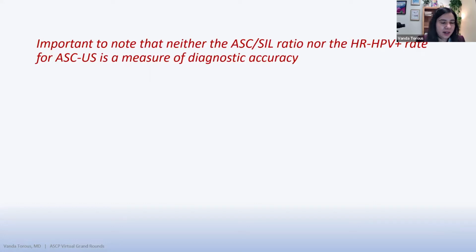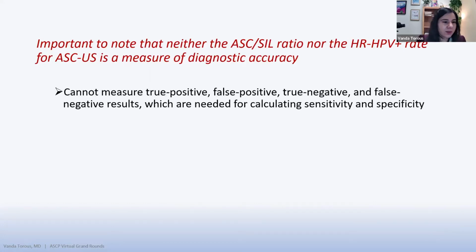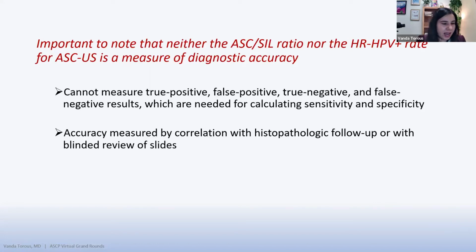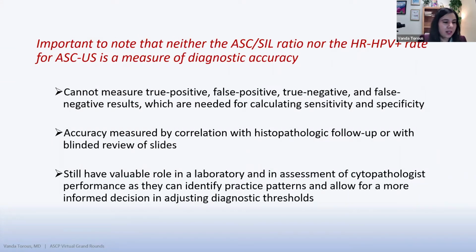Now, one thing that's important to note is that neither the ASC-SIL ratio nor the high-risk HPV positive rate for ASCUS is a measure of diagnostic accuracy. So we cannot measure true positive, false positive, true negative, false negative results based off of these, which are needed for calculating things like sensitivity and specificity. Accuracy really is measured by correlation with histopathologic follow-up or with blinded review of slides.